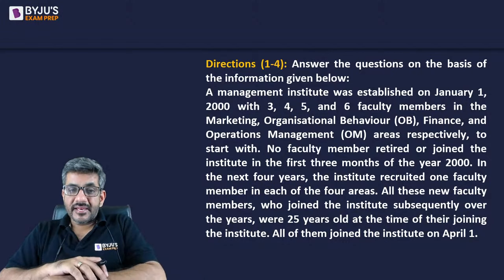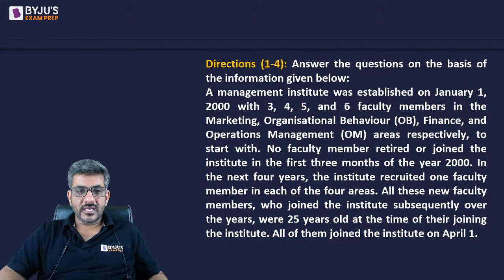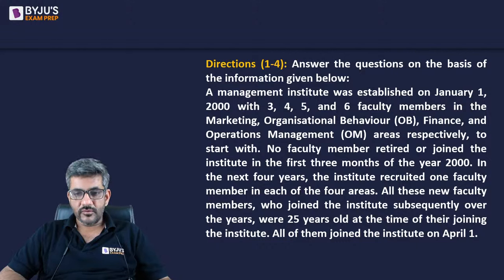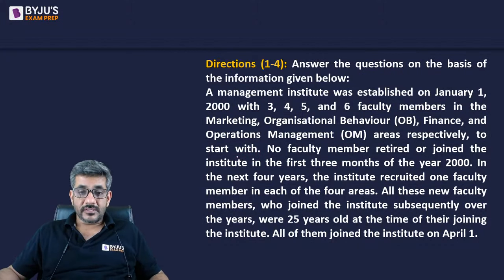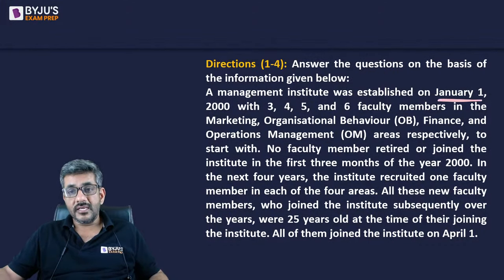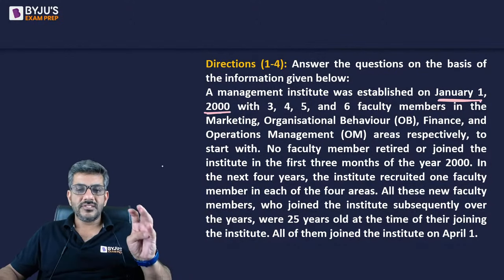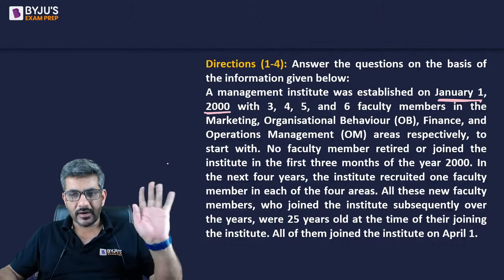It says a management institute was established on January 1, 2000 with 3, 4, 5, and 6 faculty members in the marketing, organizational behavior, finance, and operations management areas. To start with, no faculty member retired or joined the institute in the first 3 months of the year. So the institute was established on 1st January 2000. Nothing happened in the first 3 months, January, February, March. No one left, no one retired.